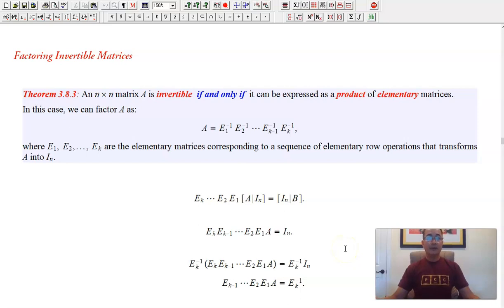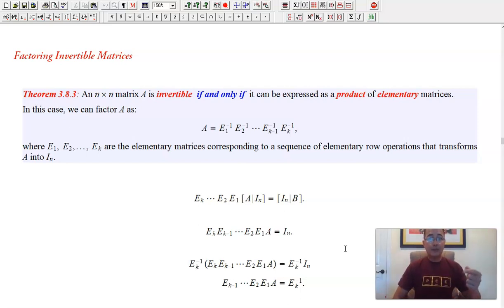The next property that we will show concerns elementary matrices. So remember that you obtain an elementary matrix from the identity matrix by performing a single row operation. You either scale one row, or you swap two rows, or you sum a row with a multiple of another row. This theorem says that an n by n matrix A is invertible if and only if it can be expressed as a product of elementary matrices.